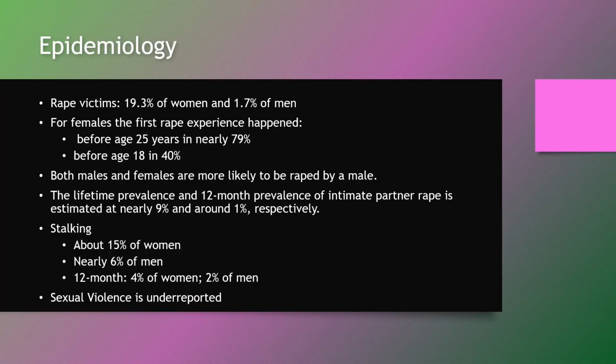As far as epidemiology, rape victims, you can see 19.3% are women and 1.7% are men. Both male and females are more likely to be raped by males. For females, the first rape experience usually happens in about 79% of those before 25 and about 40% before the age of 18. The lifetime prevalence and 12-month prevalence of intimate partner rape is estimated at about 9%.